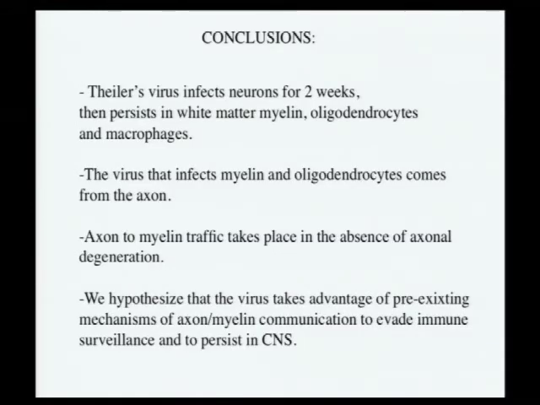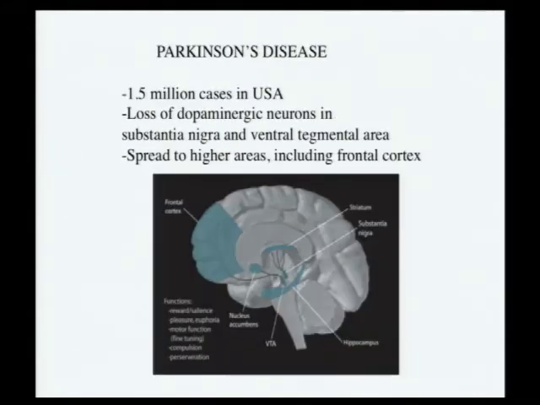So in conclusion, Theiler's virus infects neurons for 2 weeks, and persists in oligodendrocytes and macrophages. The virus infects myelinating oligodendrocytes, coming from the axon. Axon to myelin traffic doesn't require axonal degeneration. We hypothesize that the virus takes advantage of pre-existing communication between the two. I didn't elaborate at all on that. But if the virus is not able to move to the oligodendrocyte, it is cleared by the immune response, so this step is essential to allow the virus to persist.